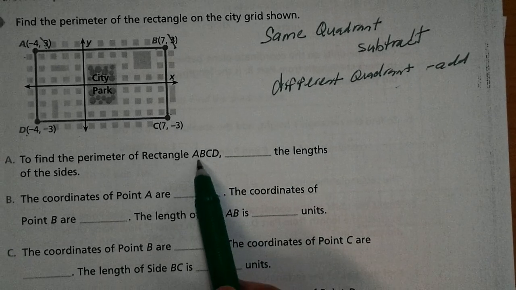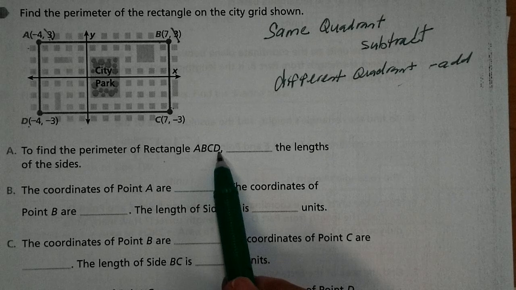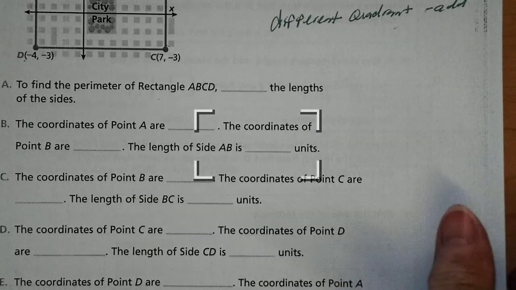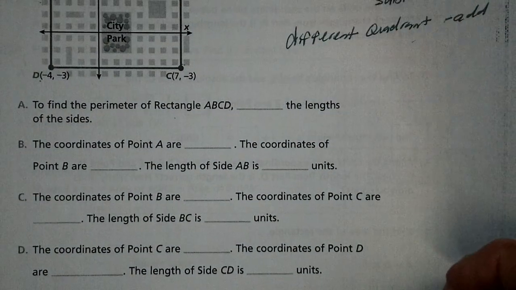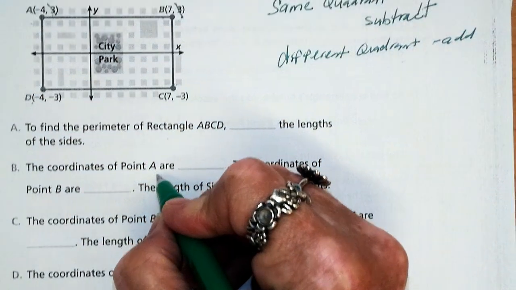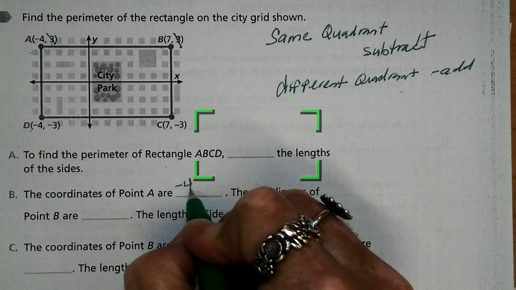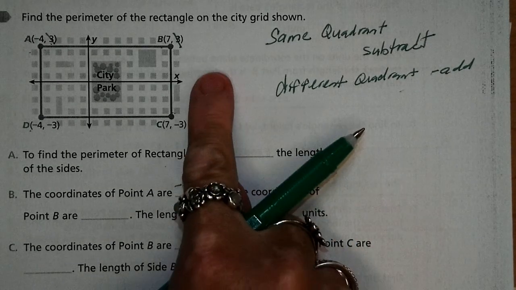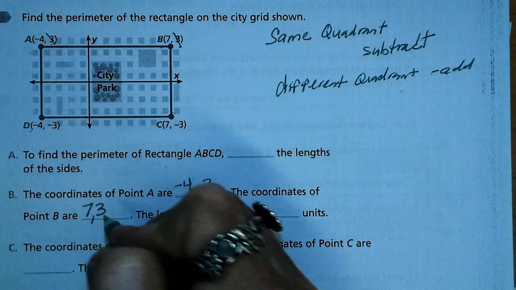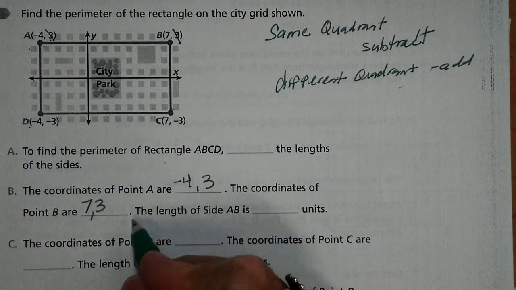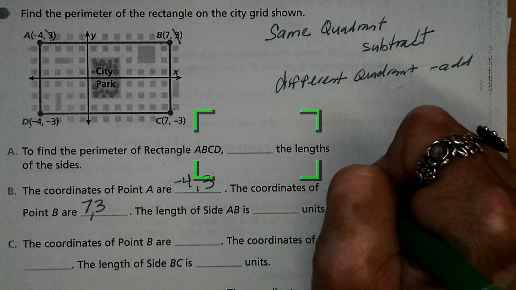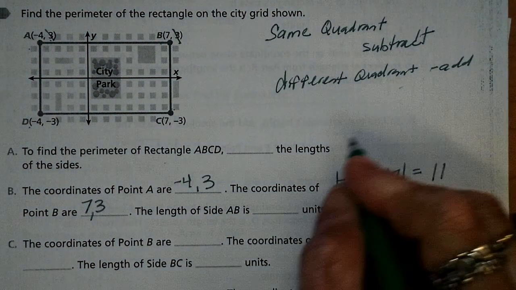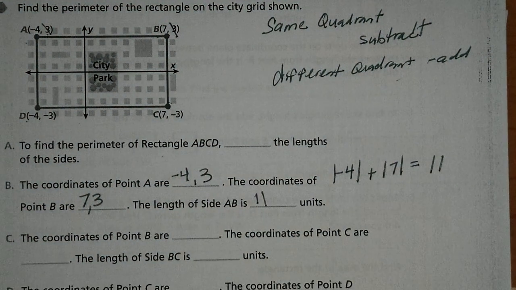So let's look at finding the perimeter of the side lengths. We're going to fill this in as we go here. All right, so the point A is located at -4, 3. And the coordinates of B are 7, 3. We're going to cancel the 3's. So we would have the absolute value of 4 plus the absolute value of 7. So the length of AB would be 11 units.